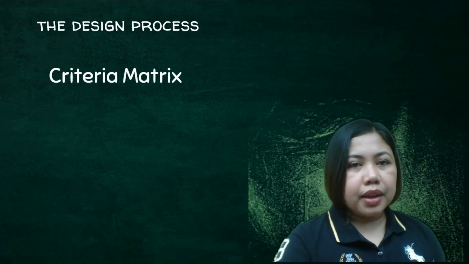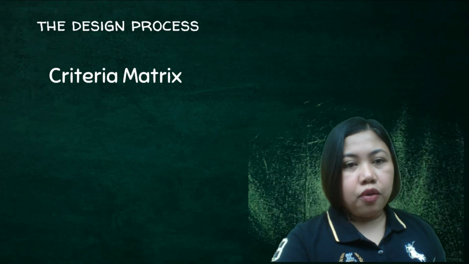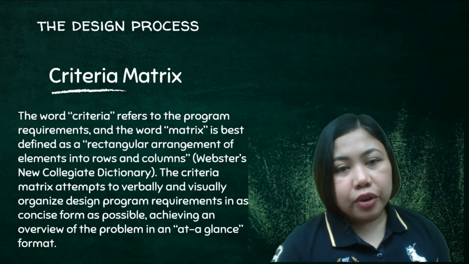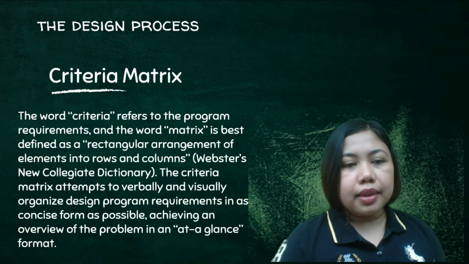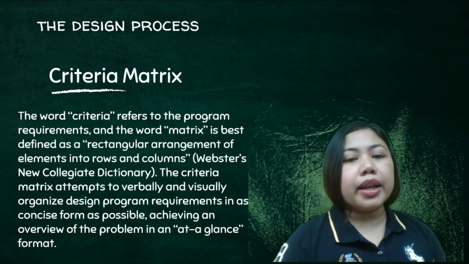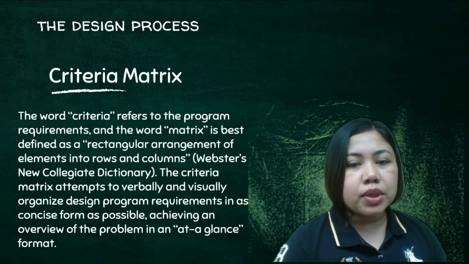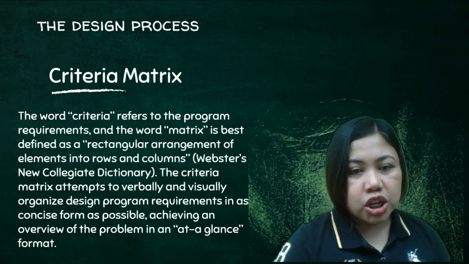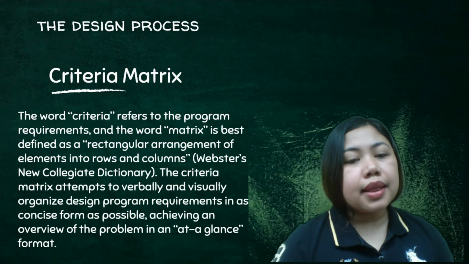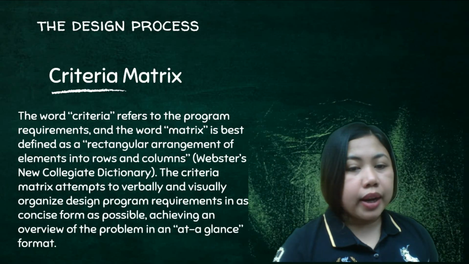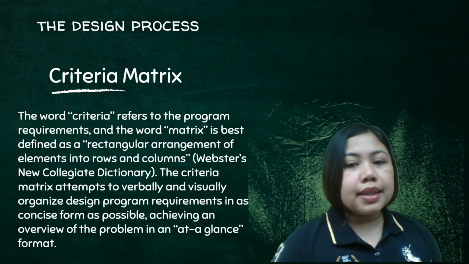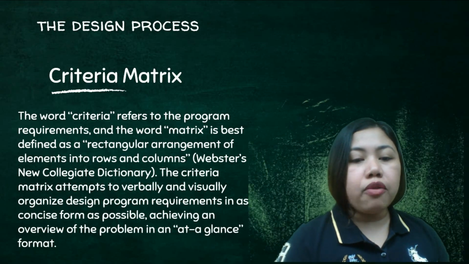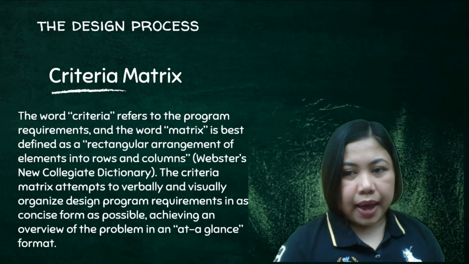So the next step in the design process is the creation of a criteria matrix. The word criteria refers to the program requirements, and the word matrix is best defined as a rectangular arrangement of elements into rows and columns, according to Webster's New Collegiate Dictionary. The criteria matrix attempts to verbally and visually organize design program requirements in as concise a form as possible, achieving an overview of the problem in an at-a-glance format.